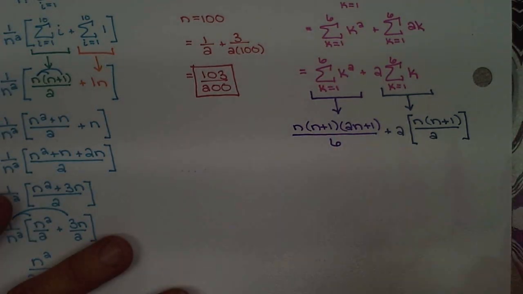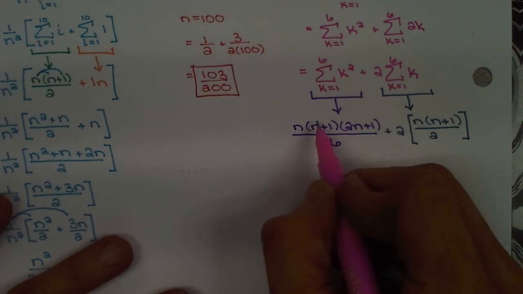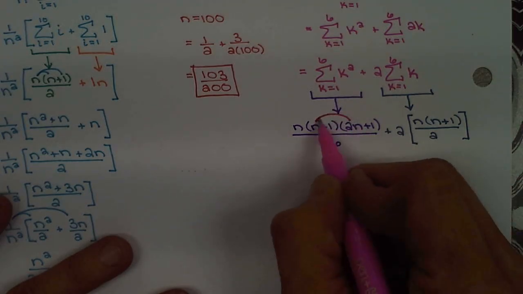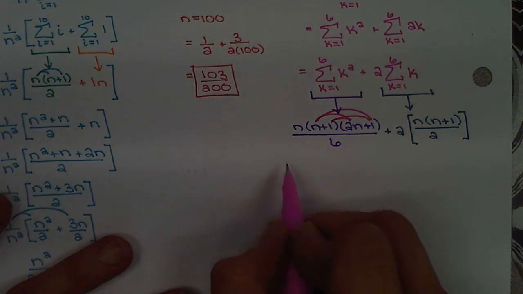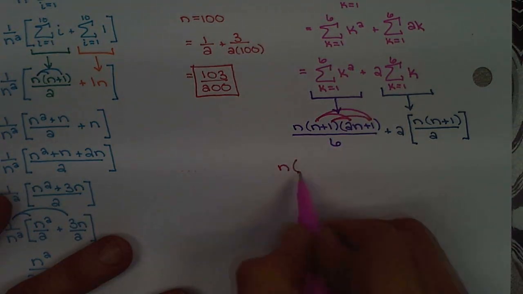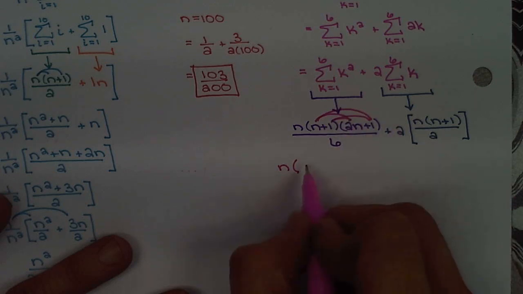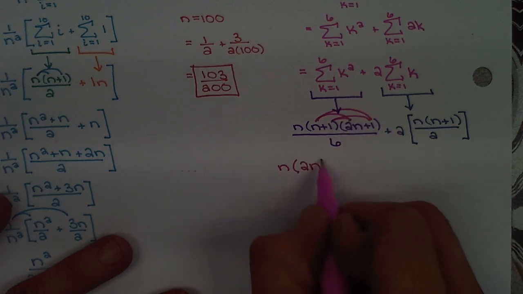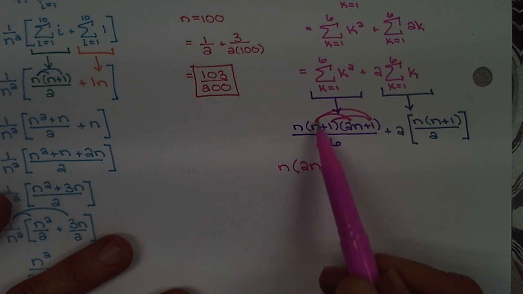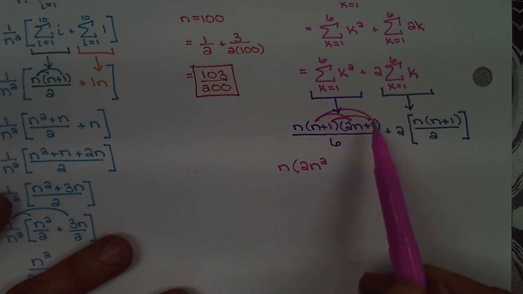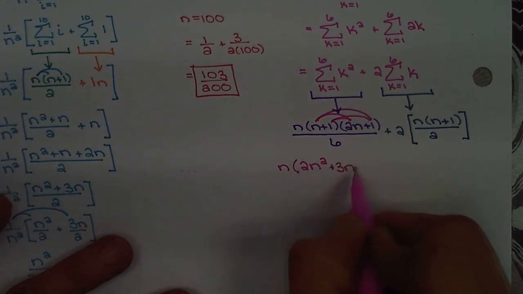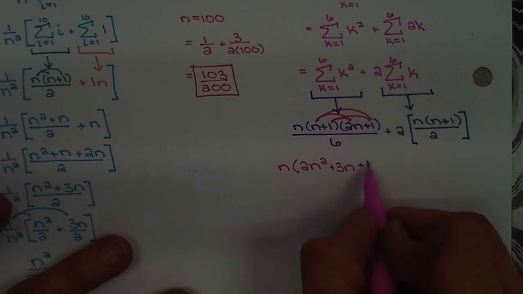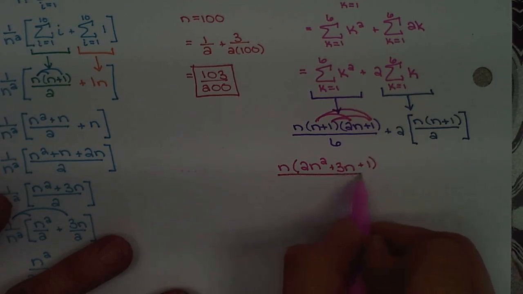So here I'm going to do some distributing. First, I'm going to distribute with these two binomials. I'm going to leave the n on the outside momentarily. So n times 2n is a 2n squared. Here I'm going to have an n times 1 to make an n. Here I'm going to have a 1 times 2n to make a 2n, and a 2n and an n is going to make a 3n. And a 1 times a 1 is a 1. All over that 6.